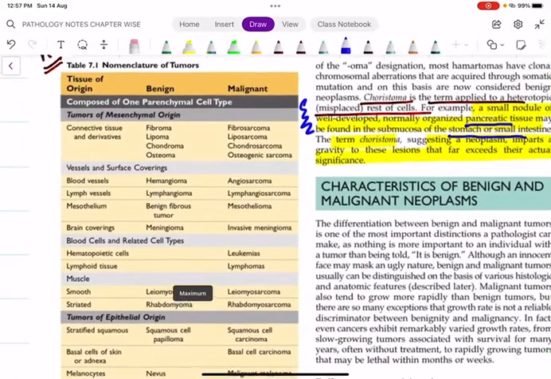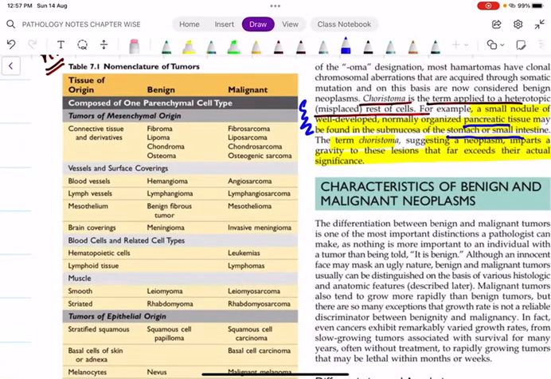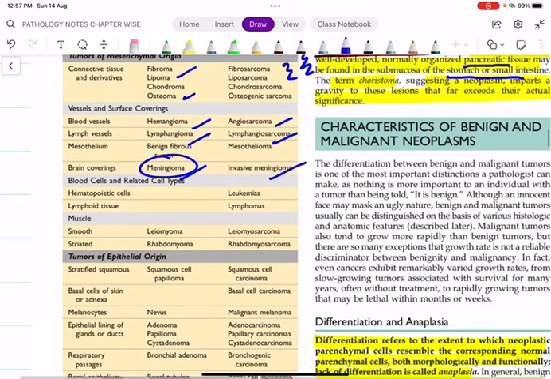Now let us see these important tumors from the mesenchymal: fibroma, lipoma. The malignant are fibrosarcoma, liposarcoma; blood vessel: hemangioma, angiosarcoma, lymphangiosarcoma; then meningioma, invasive meningioma. These are exceptions. With meningioma, there is nothing called meningiosarcoma, it is invasive meningioma. Then leukemias and lymphomas are not benign, they are always malignant.